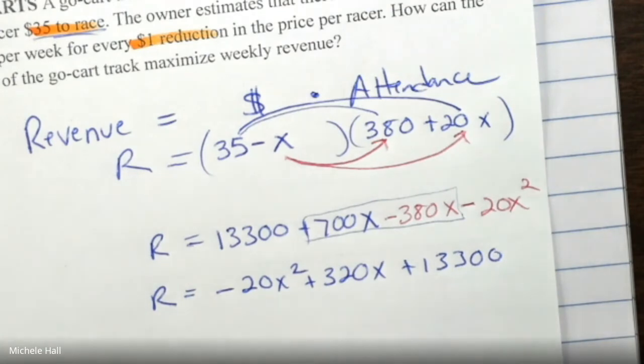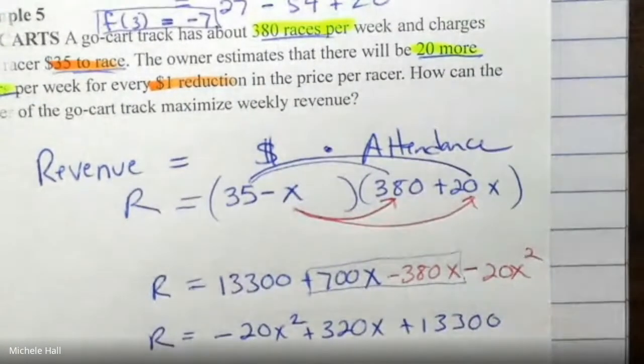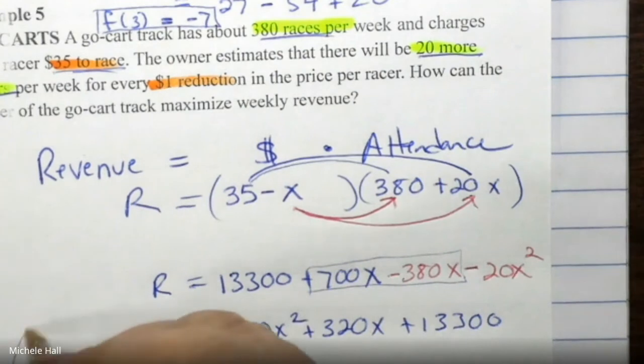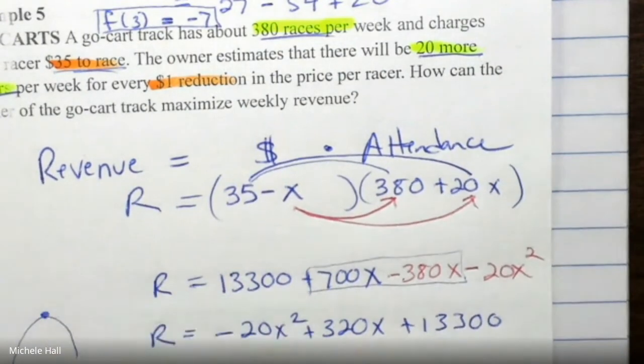It says maximizes. We're trying to maximize how much money we can make. That means, is my A positive or negative? Is my parabola facing upwards or downwards? That means I'm looking for this right here. I want to maximize my money. So you need to use the formula that's going to help me find this maximum.